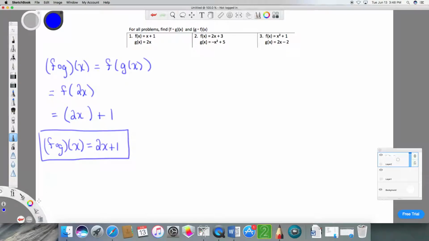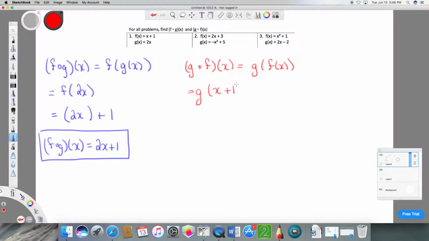All right, so let's move on to the next one. Or no, I'm sorry. It wants us to find g composed with f. So we're still on problem number one. This time f is the input into the function g. F is x plus 1.